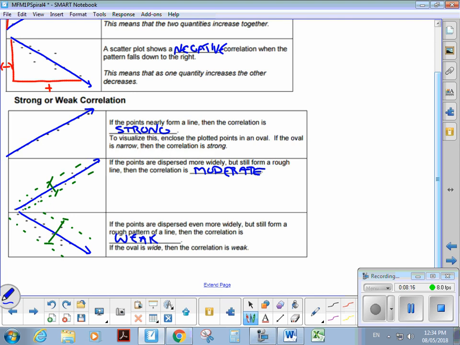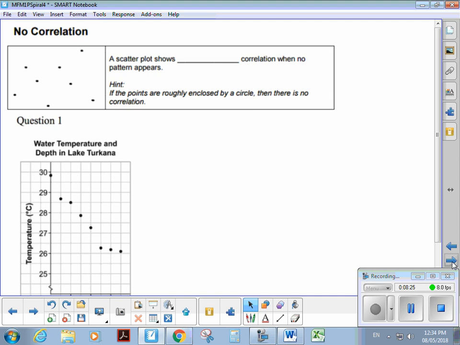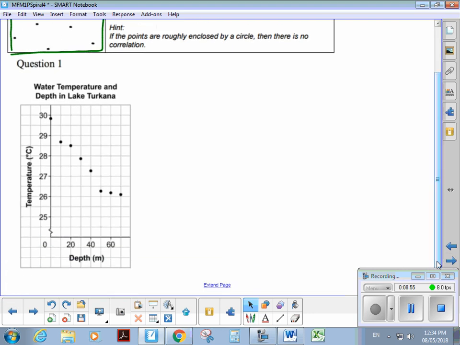All right? If you have any questions with that, it's a good time to stop the video and ask for clarification. Flipping over, then we get the instance where there's no correlation, no relationship. And that's basically the only way to contain the dots is to draw a box where a corridor won't be applied. So a scatter plot shows no correlation when no pattern appears. So if the points are roughly enclosed by a circle, I always go with a box. There is no correlation.